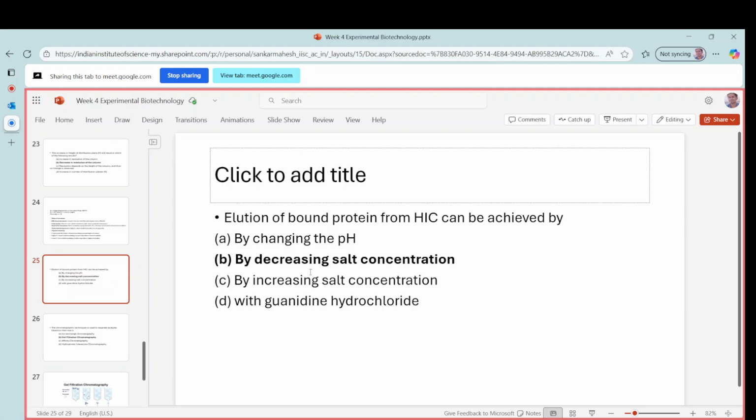The next question is, elution of bound protein from HIC can be achieved by option A, by changing pH; option B, by decreasing salt concentration; option C, by increasing salt concentration; option D, with guanidine hydrochloride. We can take a couple of minutes to think about this question. We earlier discussed the same concept. What happens? How do you make HIC work? So based on that, you can think of an answer for this question.